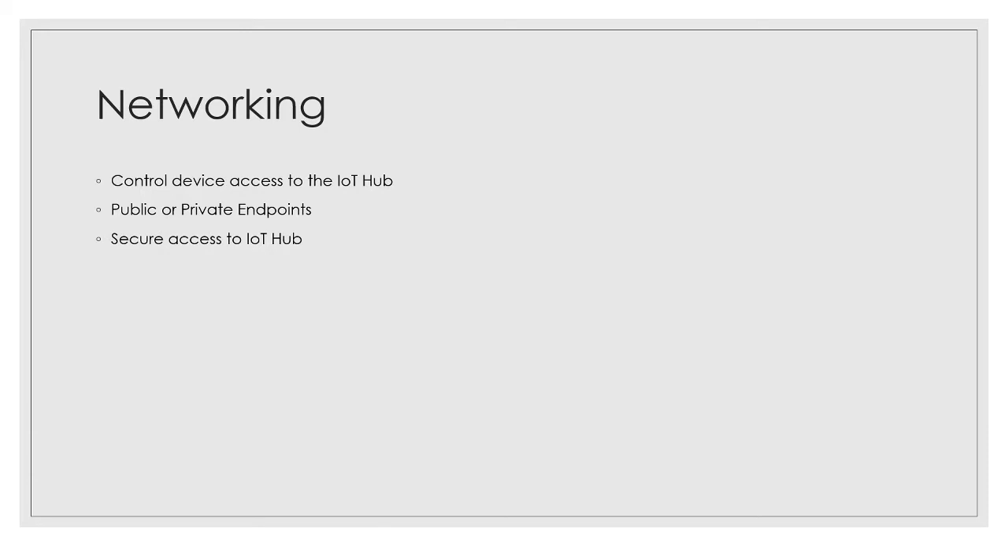Now let us talk about networking. Networking helps us in controlling access to our IoT hub. As I said initially, by default, IoT hub has a public endpoint, so it is discoverable publicly over the internet. But we can create private endpoints and restrict the access to our IoT hub for security purposes. So that sort of control can be done from this networking tab.